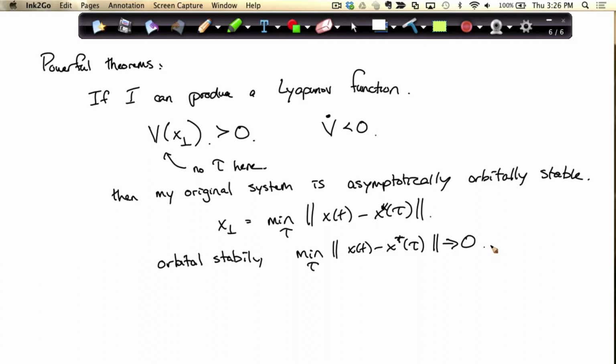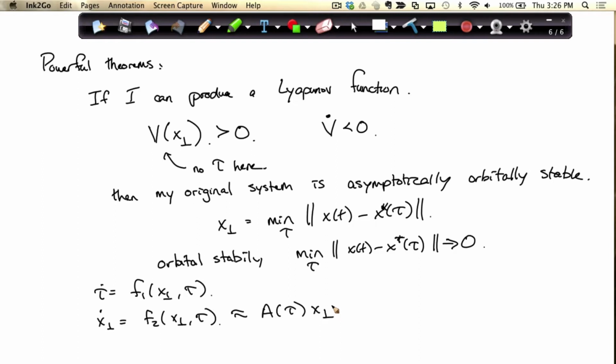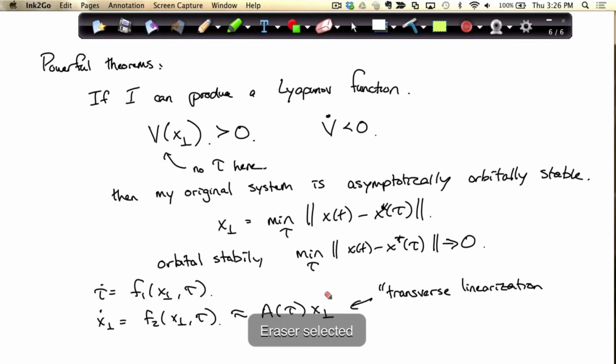So in particular, there's another very nice theorem, which says that my dynamics, I just said you can write down your tau dot, let me just write it as F1 and X perp dot. Okay, I can approximate this. I can always linearize this dynamic and give myself something that's known as the transverse linearization. I can just Taylor expand F2. Tau dot, if you Taylor expand it, is going to be 1.